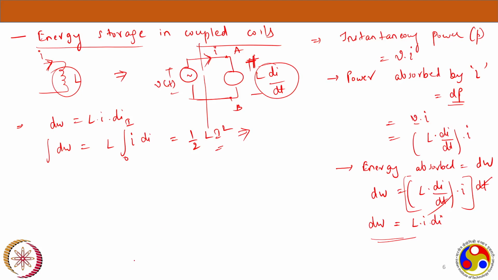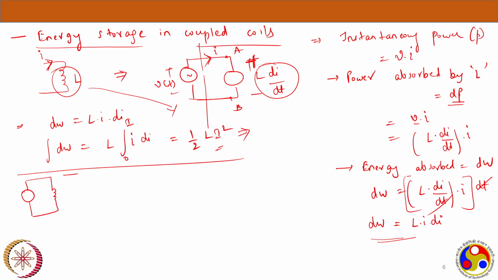Now, what will be the energy if there is more than one coil? This is what we saw for one coil, if there is only one coil. Now, what will be the energy if it's coupled coils? It's similar and simple. Let's just quickly look into it.